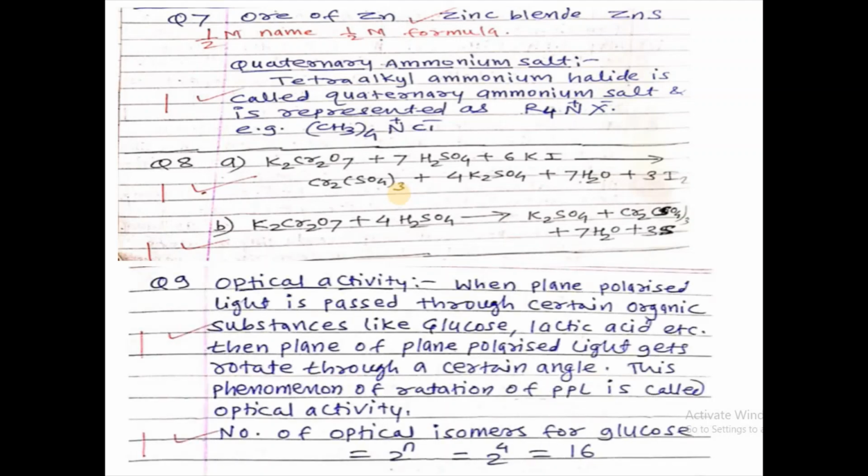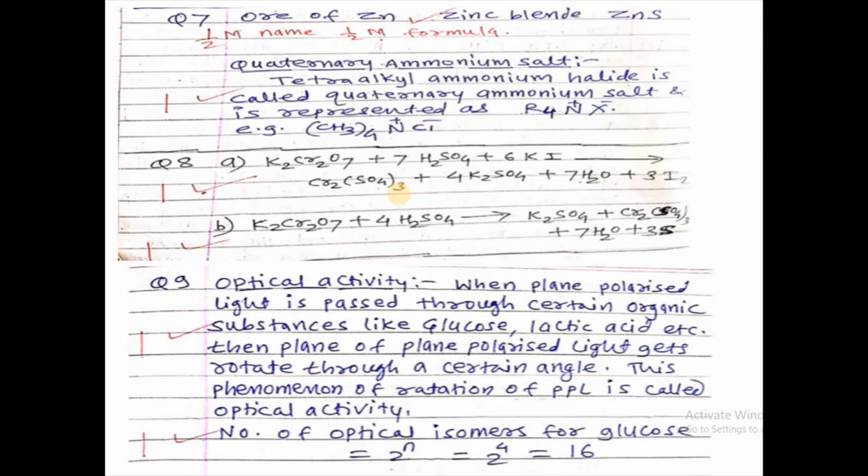Then question number 9 is: define optical activity. How many optical isomers are possible for glucose? You have to write here the definition of optical activity. When plane polarized light is passed through certain organic substances like glucose, lactic acid, then the plane of the plane polarized light gets rotated through a certain angle towards right or towards left, and this phenomenon of rotation of the plane of the plane polarized light is called optical activity. The definition carries 1 mark.